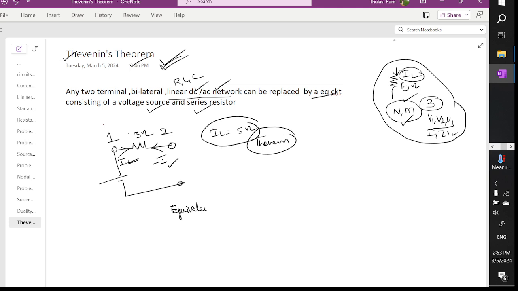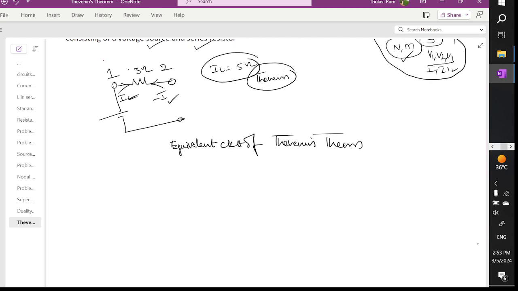So see the equivalent circuit of Thevenin's theorem. We are going to have a voltage source, which is called the open circuit voltage source, and we are going to draw a resistor, which is called Thevenin's resistance. This is the equivalent circuit, and you have to remove the load resistor and replace it like this, where this is called RL.